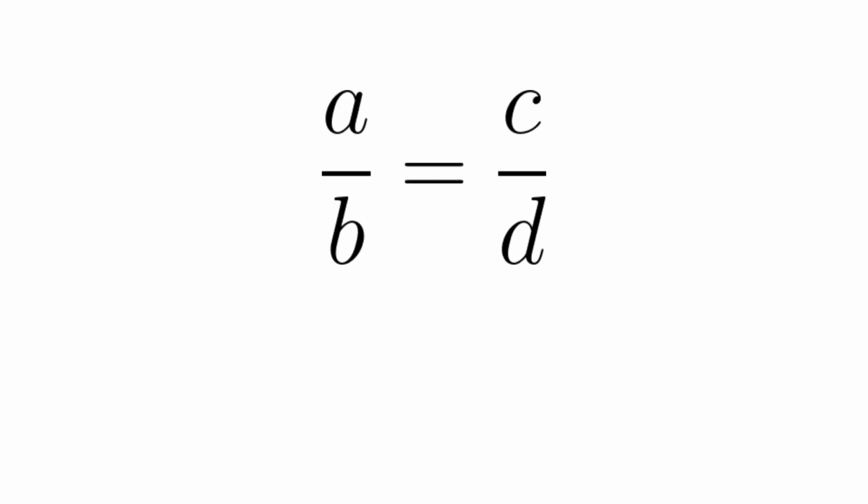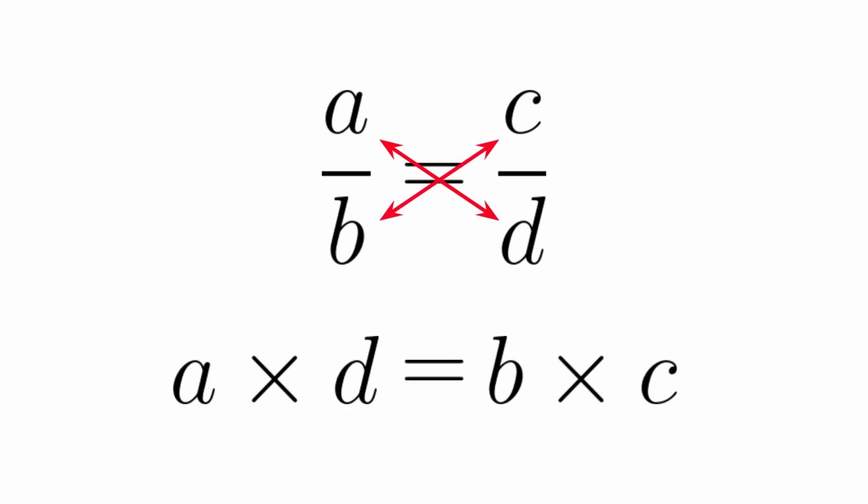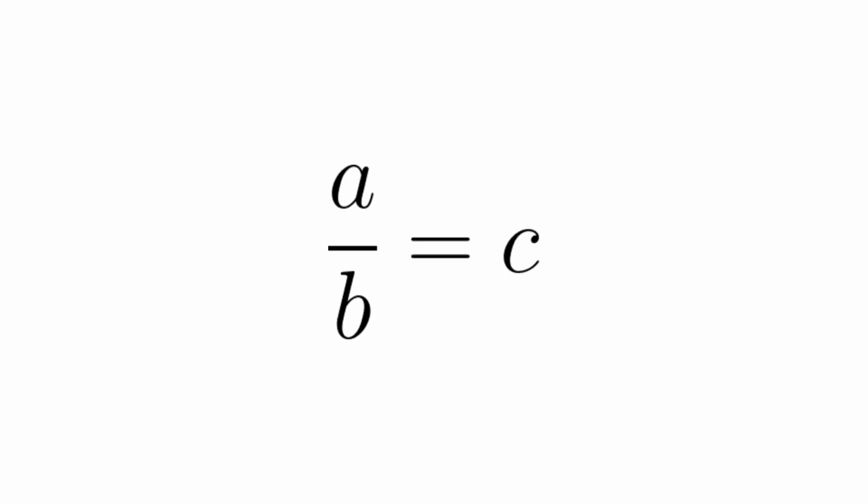The shortcut is to multiply the top left by the bottom right, so that's A times D, and that goes on the left-hand side of the equal sign. Then you multiply the top right by the bottom left, and that goes on the right-hand side of the equal sign. And again we come up with AD on the left and BC on the right. We're done.